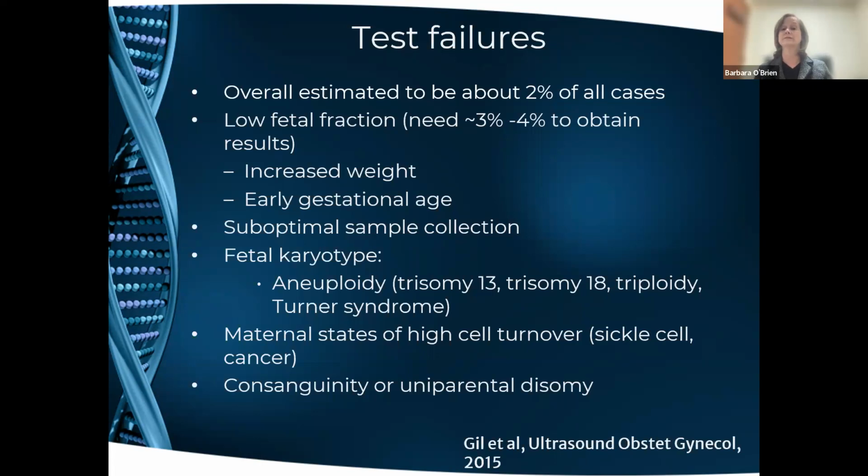Reasons for a low fetal fraction, again, are an increased BMI or an increased weight, early gestational age, suboptimal sample collection, and an abnormal fetal karyotype. So if you have an aneuploidy, that can actually lead to a low fetal fraction, particularly trisomy 13, trisomy 18, triploidy, and Turner syndrome. Any state where you have maternal high cell turnover, like sickle cell and cancer, that in and of itself can lead to a test failure. And also in cases of consanguinity or something called uniparental disomy. What that is, is when the fetus inherits both alleles from one parent.